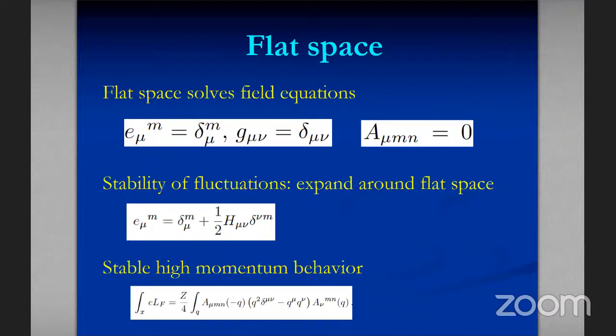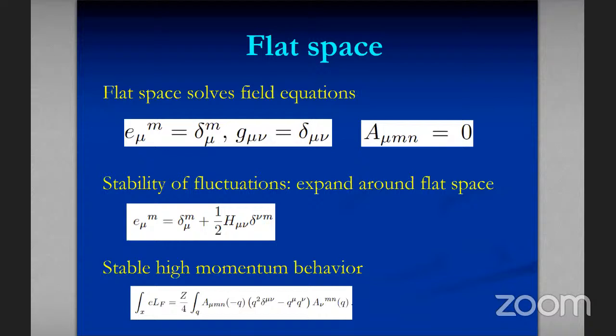Then you convince yourself quickly that the high momentum behavior is stable. For the gauge field, it just gives the quadratic part of the action, which has the usual inverse propagator and is a perfectly stable positive part. And you can do the same now for the fluctuations of the Vierbein. Next slide, expansion.